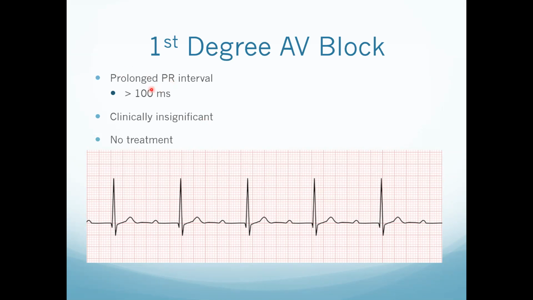If the PR interval prolongs more than 100 milliseconds, we'll call it first degree AV block. It's not clinically significant. You're not going to find it on physical exam. You're not going to hear this abnormality because you're still having regular QRS complexes and regular heartbeats. You're only going to see this on ECG. It's essentially just an ECG finding and doesn't require specific treatment.